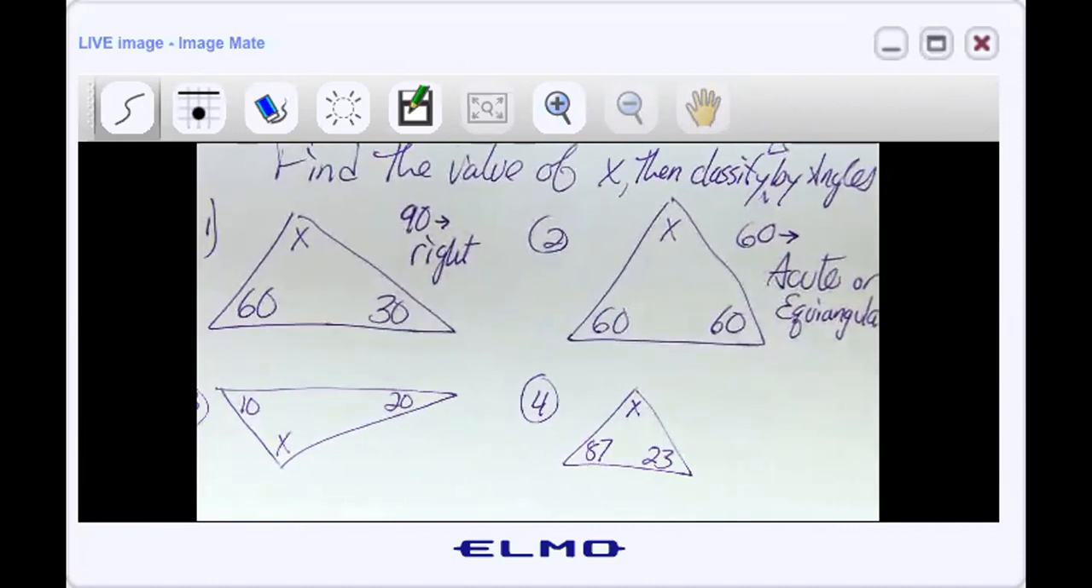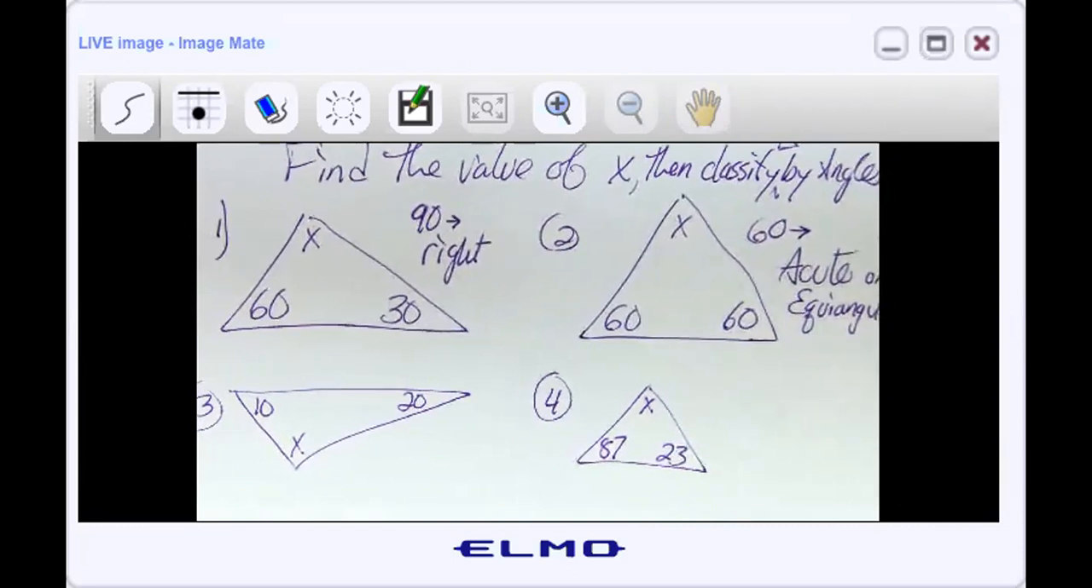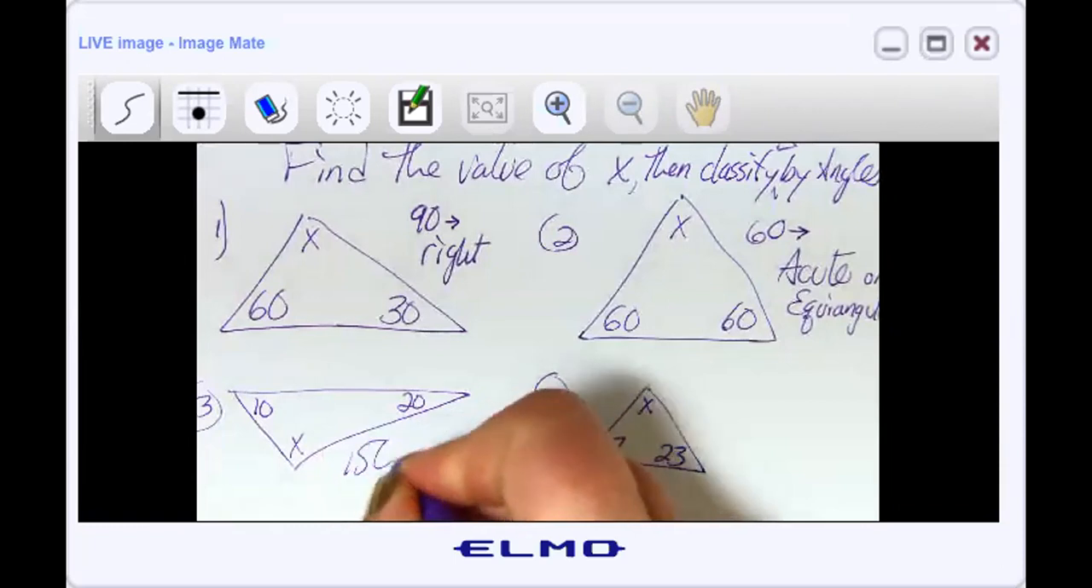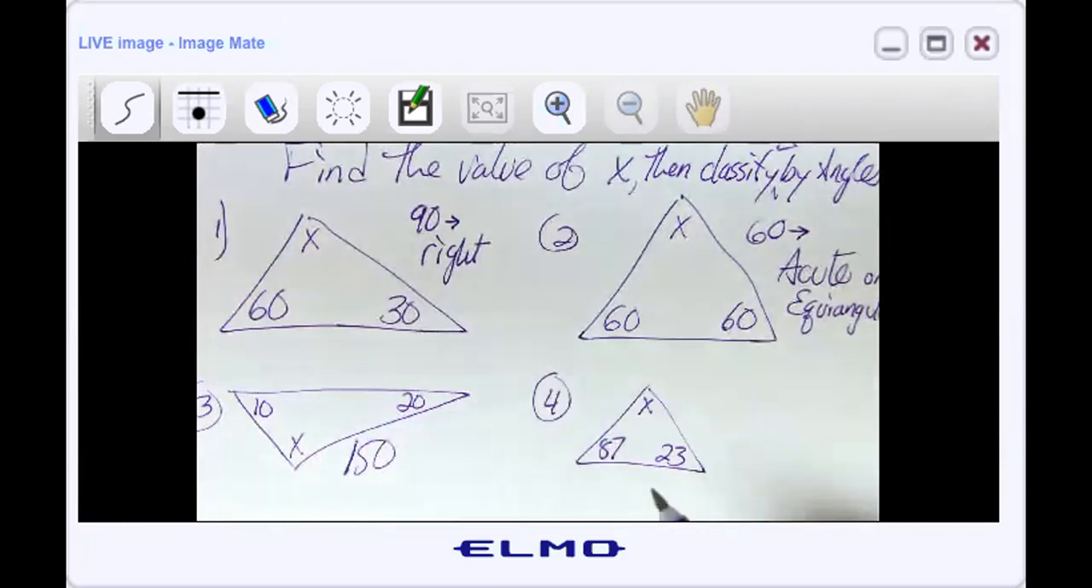All right, number three. What is the value of X in this case? Kira. 150 is correct, which means that this is a what type of triangle? Obtuse. Yes. So this has to be an obtuse triangle because I have one angle that is greater than 90. And in number four, what is the value of X this time?